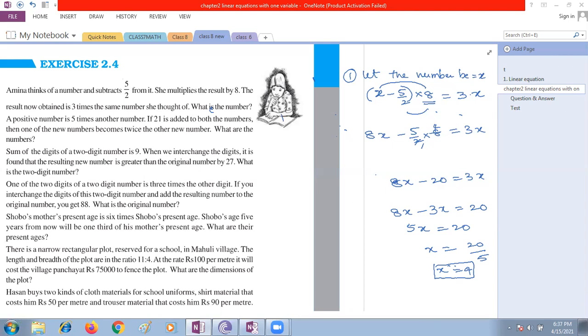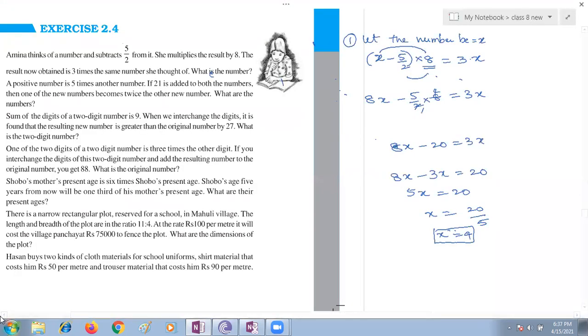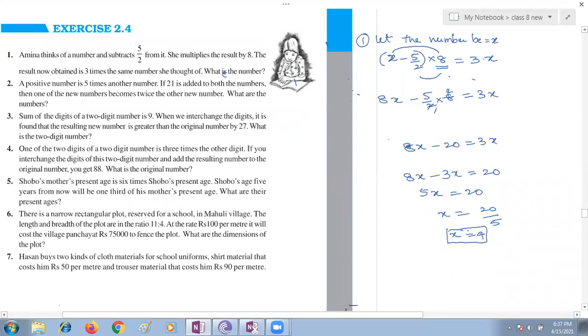Yes, ma'am. Please read the second bit, Satvik. Yes, ma'am. A positive number is 5 times another number. If 21 is added to both the numbers, then one of the new numbers becomes twice the other new number. What are the numbers?